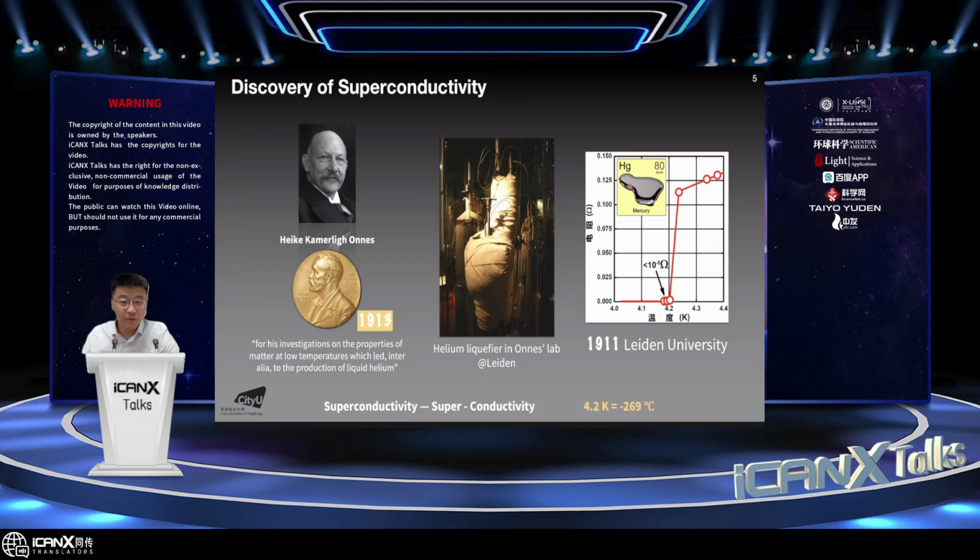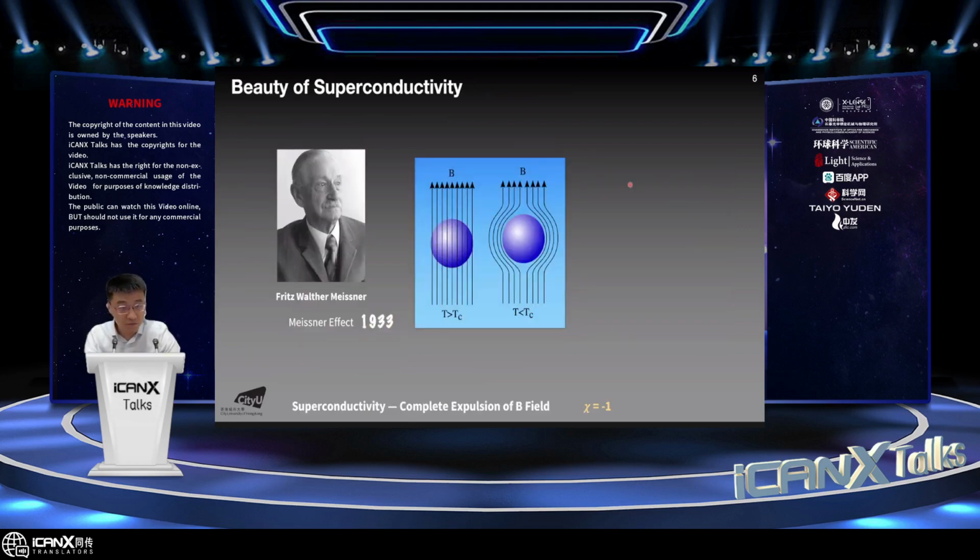And after that, many superconductors were discovered alongside some interesting properties. I call it the beauty of superconductivity, including the Meissner effect, which was discovered in 1933, already more than 20 years after the discovery of superconductivity.